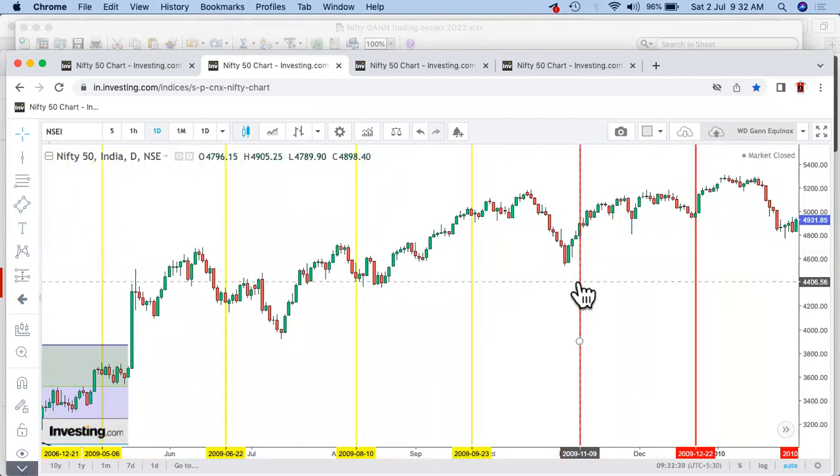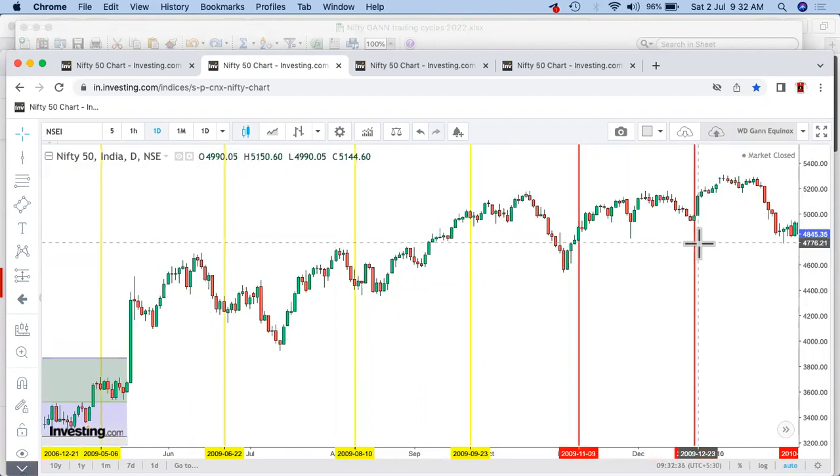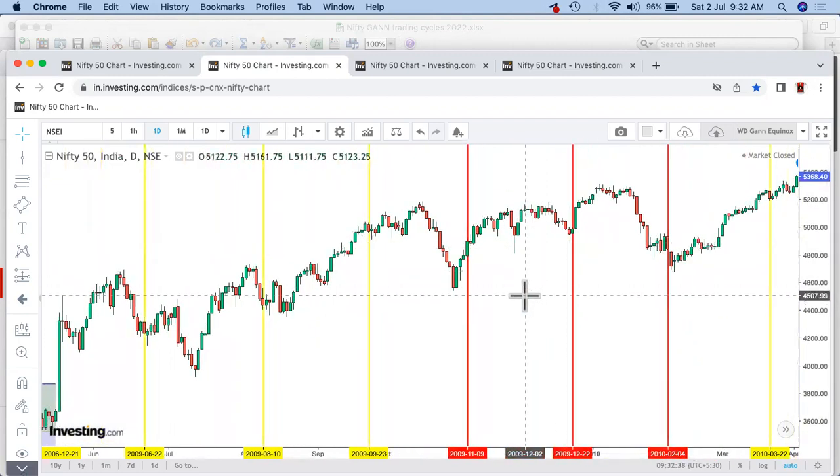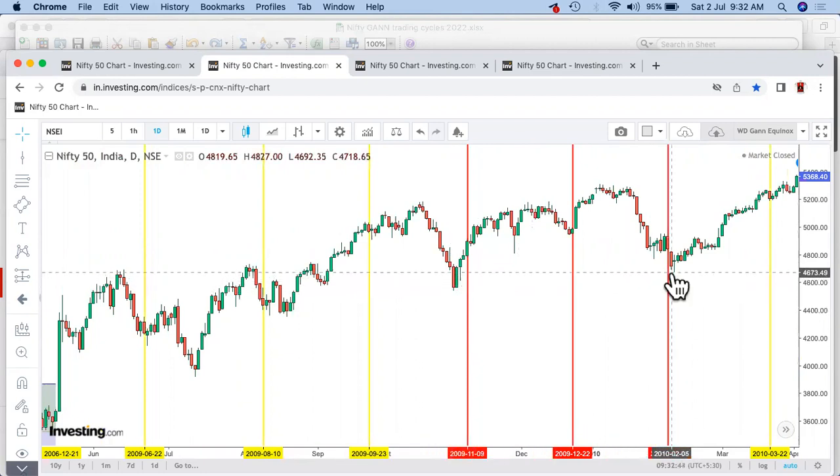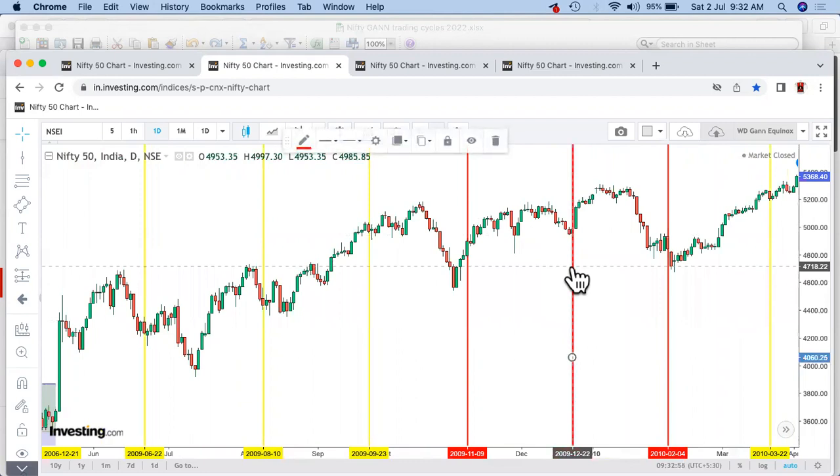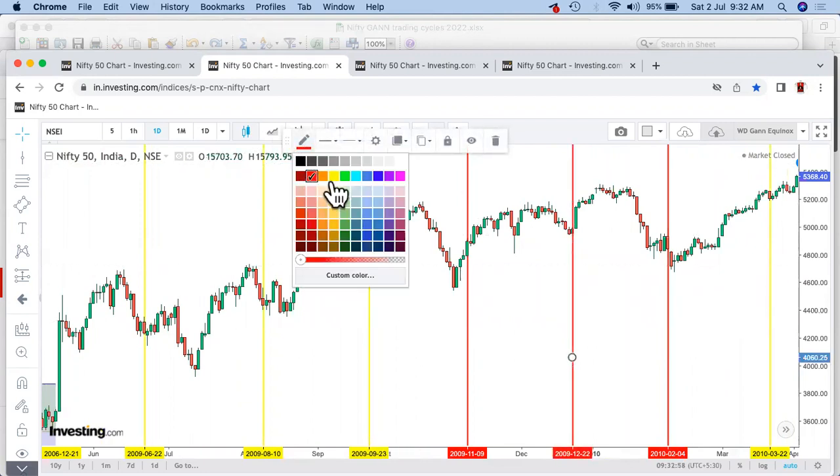This point is November 2009 because it comes to a low. After that, there was no significant low. If we consider, yes, this low was probably a low, and this was a higher low, this was a higher low. So that's why it has been considered. And then we had December, right? December again, probably we had a low after that. So I'll just mark this as yellow.